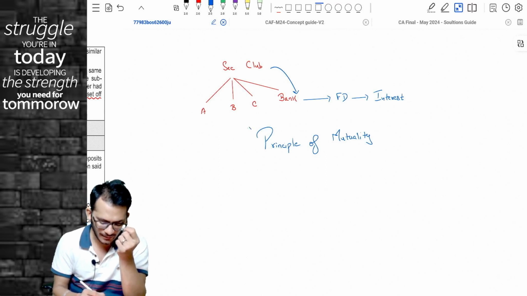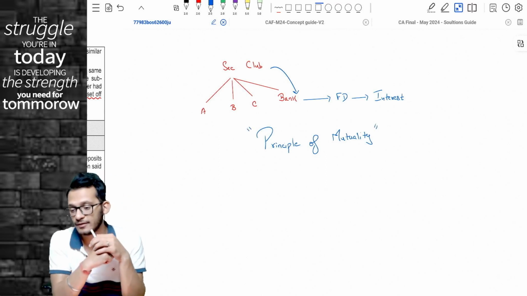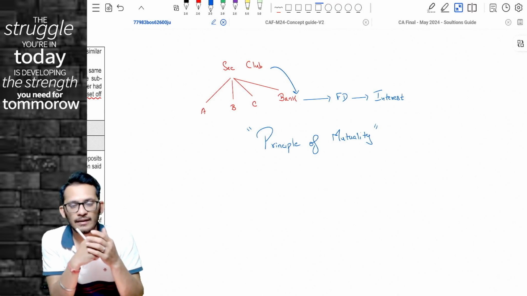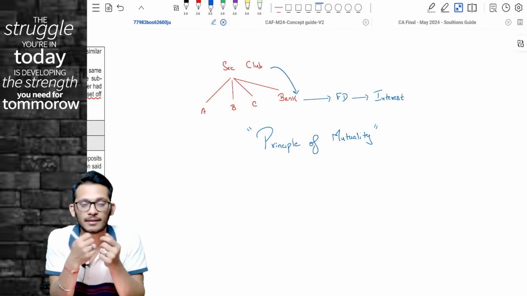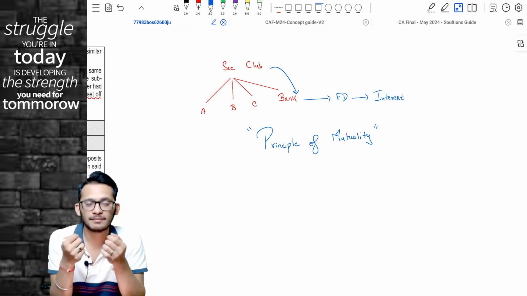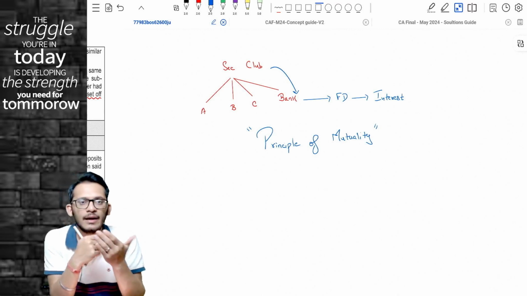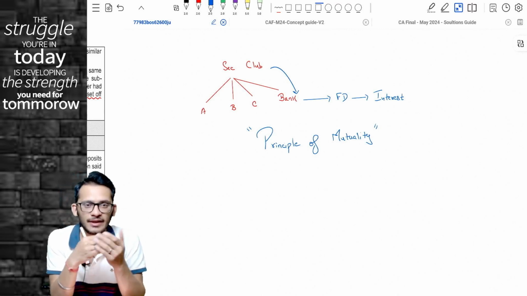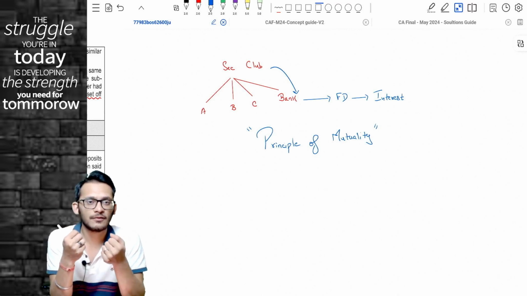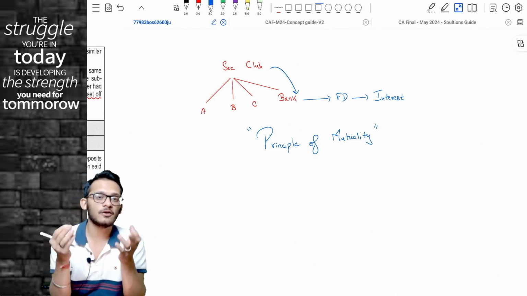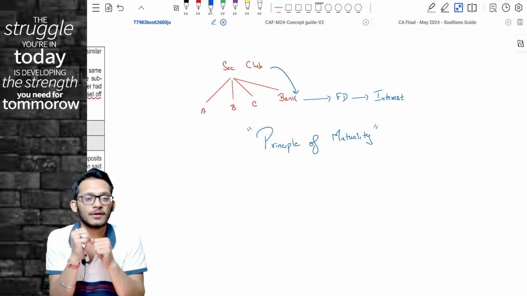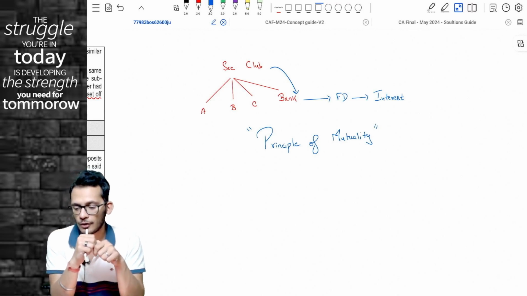Now smartly, Sikandrabad went to the assessing officer and said, dear assessing officer, the deposit which I made is with my own bank. Own bank in the sense the bank which is my member. Therefore the interest which I am earning from the FD is also money earned from my own member. This is the principle of mutuality, and therefore I do not want to offer this as income.